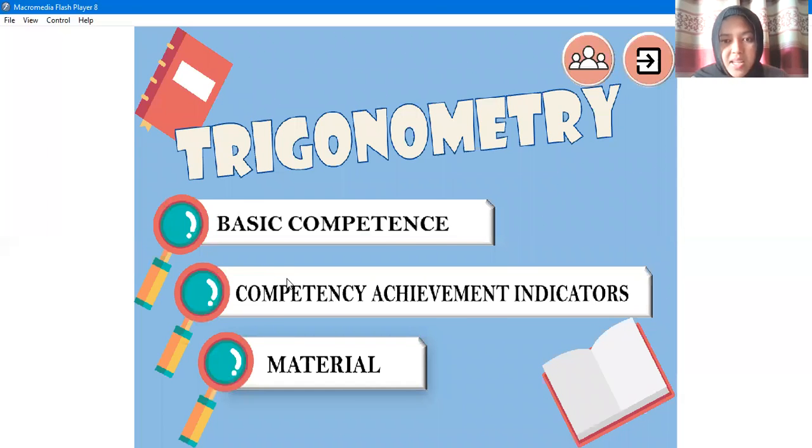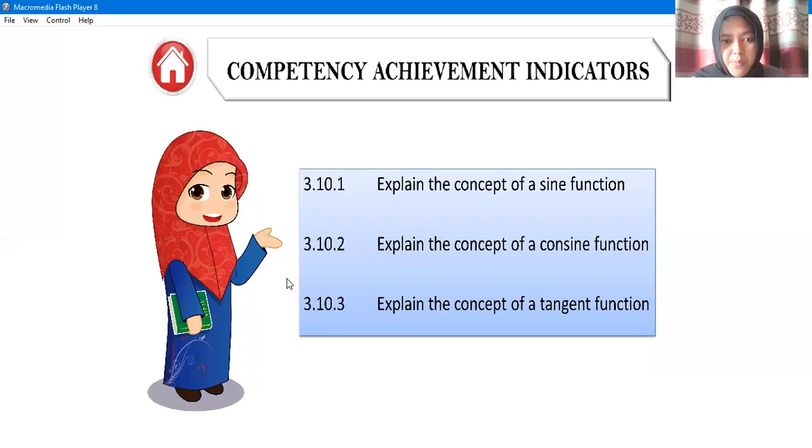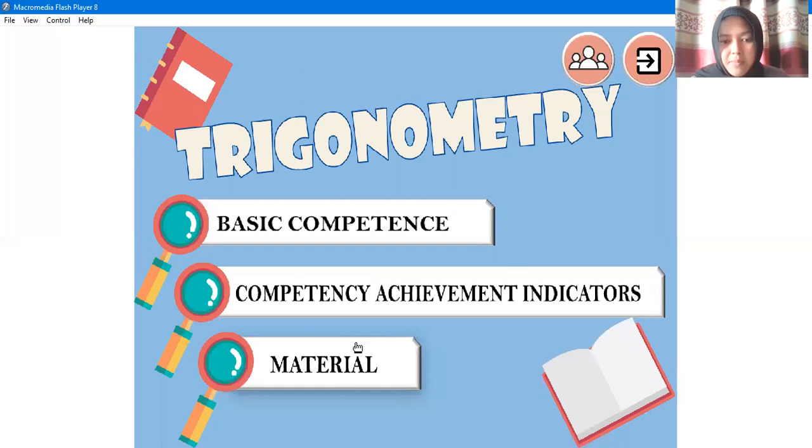Competency achievement indicators. 3.10.1 explain the concept of a sine function. 3.10.2 explain the concept of a cosine function. 3.10.3 explain the concept of a tangent function. Go to home. The next is about the material, trigonometric.